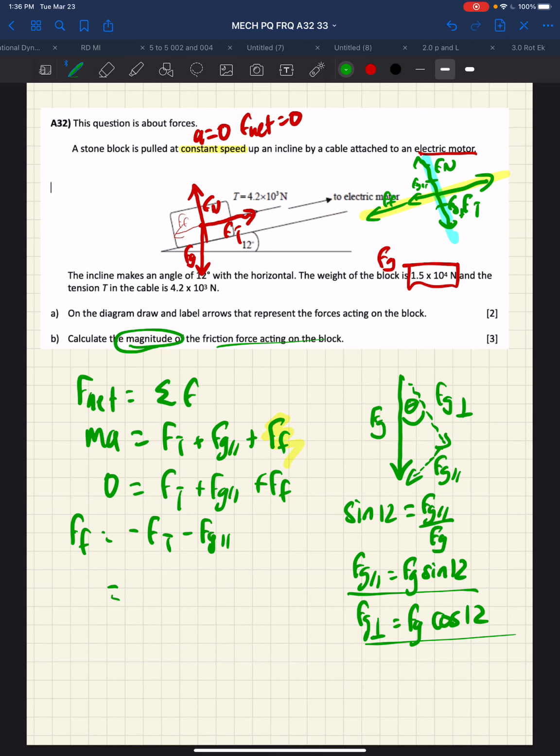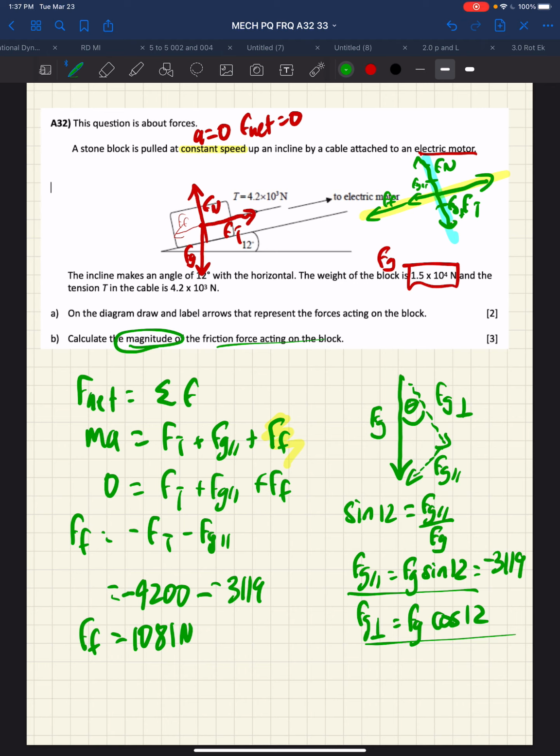And minus Ft we are given as 4,200 newtons, minus 4,200. And the force of gravity parallel is... no, the force of gravity parallel is 3,119. So minus 4,200 minus 3,119 gives us a positive 1,081 newtons.